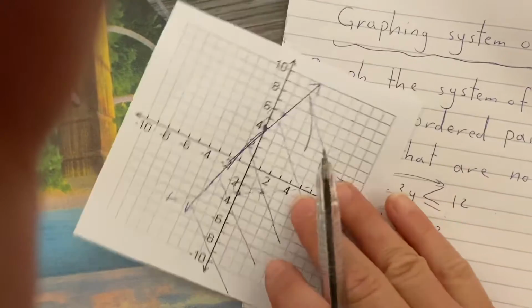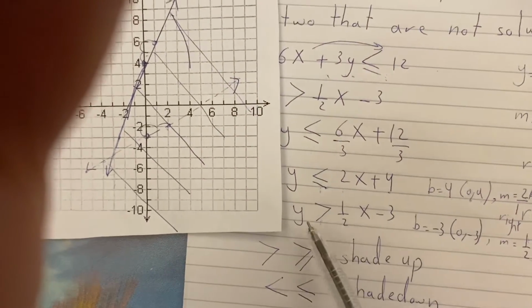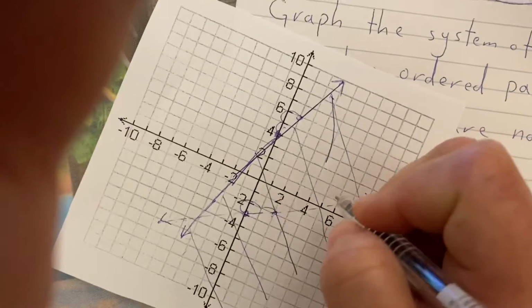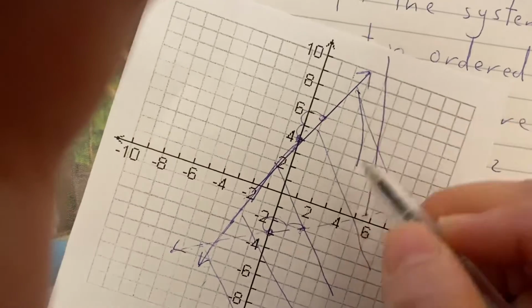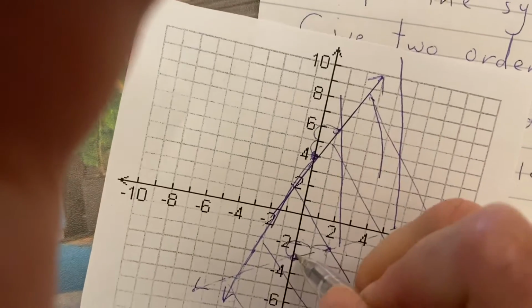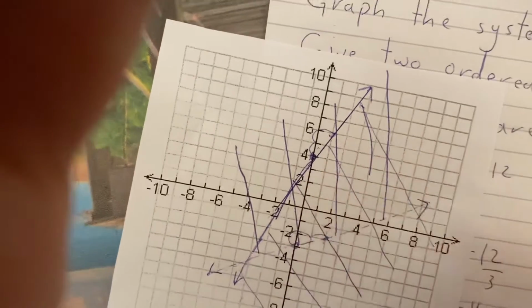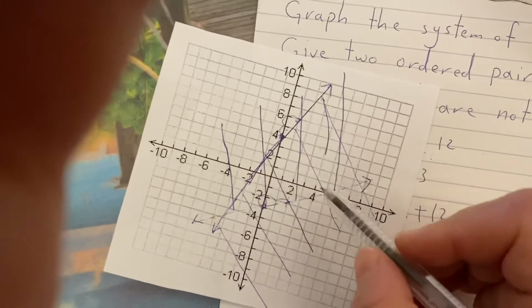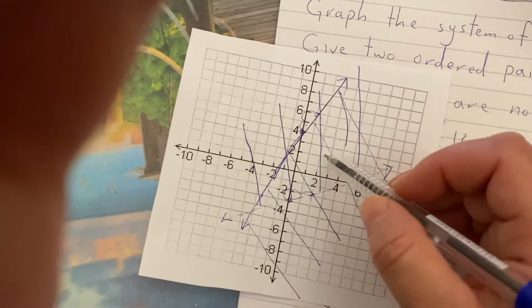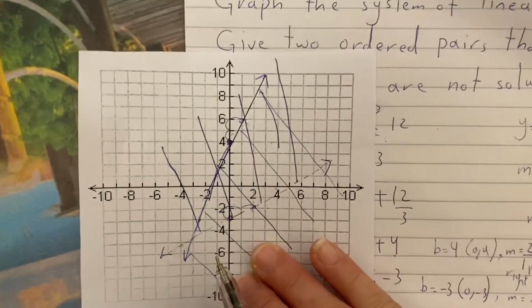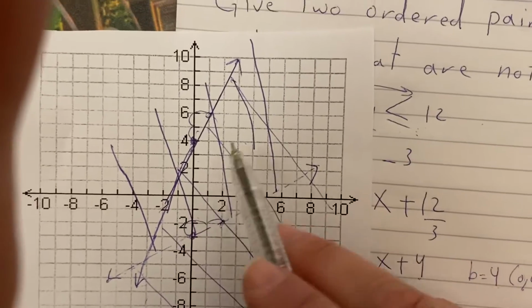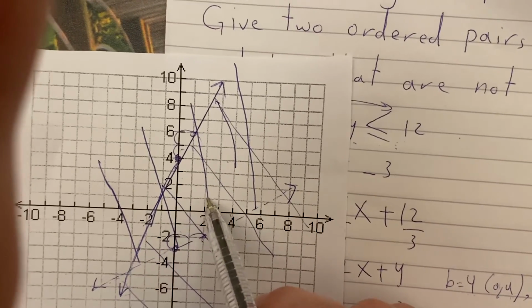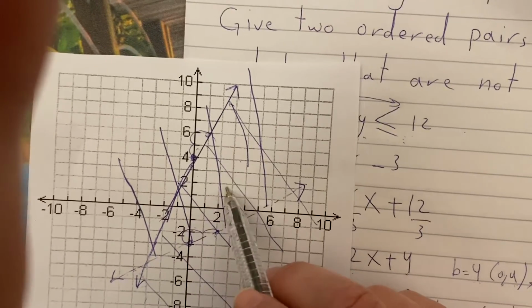Now for the second one, it's like this. This is greater than. Greater than is shading up. So the second one, I will shade it up like this. Now this area in the middle has the overlapping between the first graph and the second graph. Both of them overlap here. If they overlap here, it means this is the area of the solution. Any ordered pairs that are in this area are solutions. Any ordered pairs that are not in this area are not solutions.